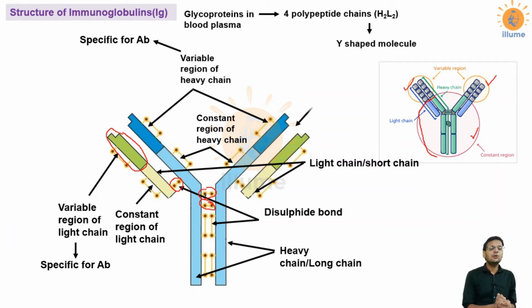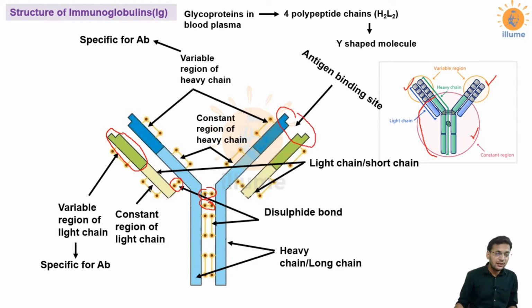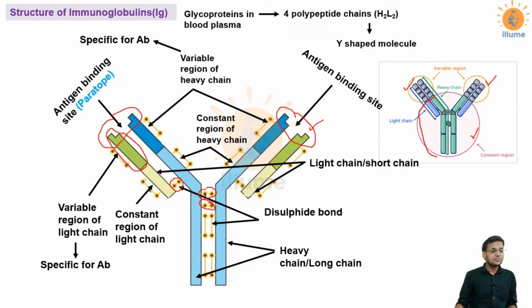Now the most important question: the site where antigen gets attached to antibody is called the antigen binding site. Remember, an antigen would bind where a heavy chain meets with the light chains. At this site antigen would bind. So an antibody would have two antigen binding sites, and these antigen binding sites are called paratope.